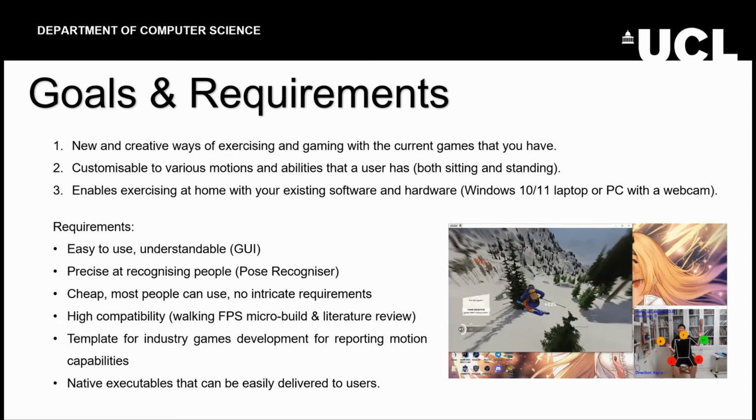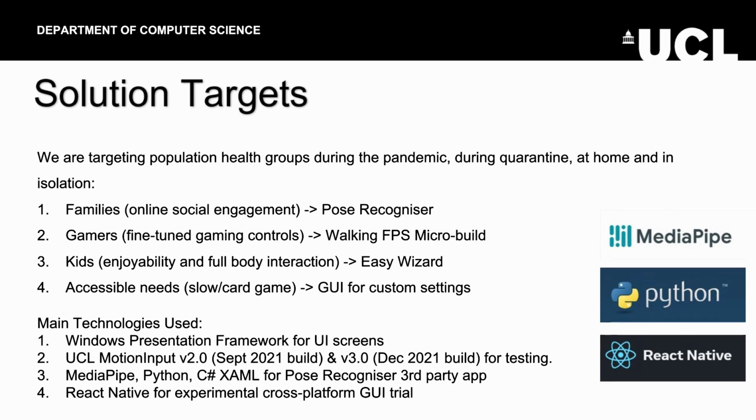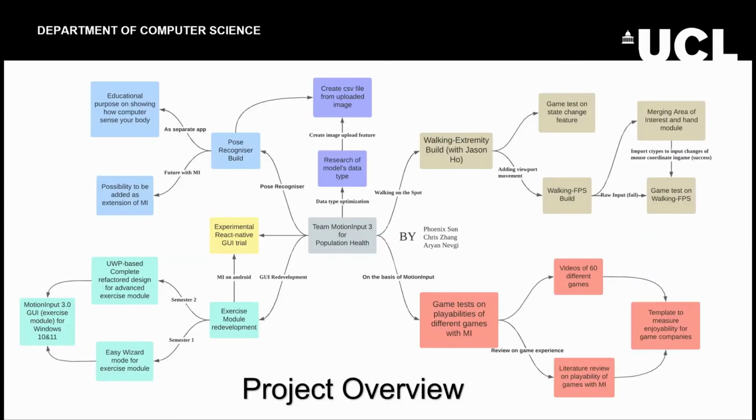Following all goals and requirements, we came up with 4 solutions: the Pose Recognizer app, Walking FPS microbuild, easy wizard GUI mode, and GUI redevelopment of the exercises module. The essential technologies we use in the process are the WPF framework, the main build of UCL MotionInput, Python, MediaPipe, C#, XAML, and React Native. Now, let's show you what we have developed during the 2 terms.